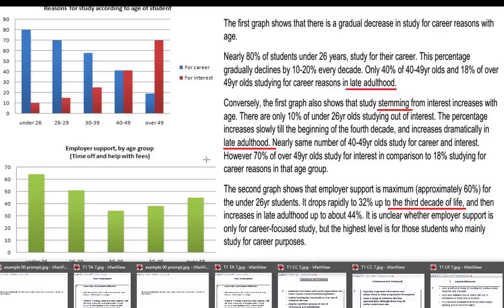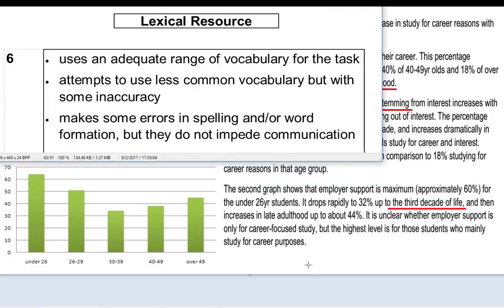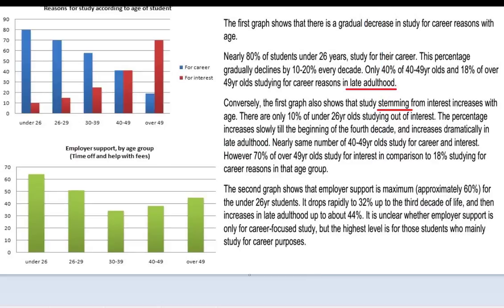So overall, 7, I wouldn't say so. Probably a 6. And if we move on to look at the grammar, well, we see some standard phrases, but it's used accurately. "Declines by a certain percentage." If you look at this sentence: "only 40% of 40 to 49-year-olds and 18% of over 49-year-olds studying for career reasons in late adulthood."